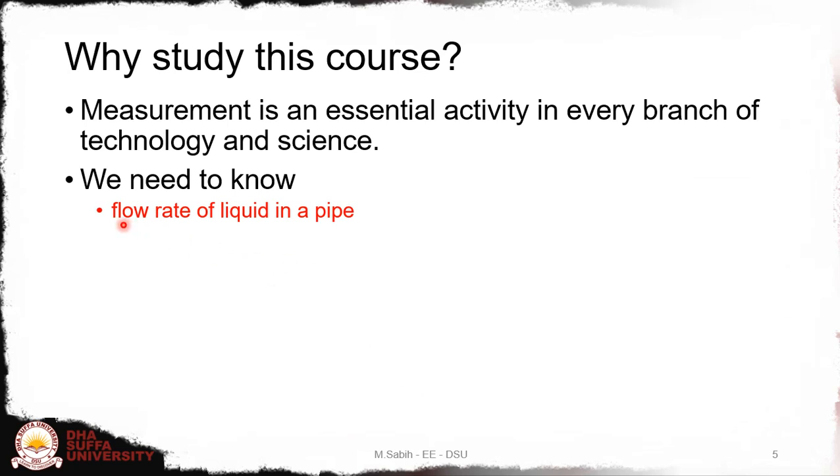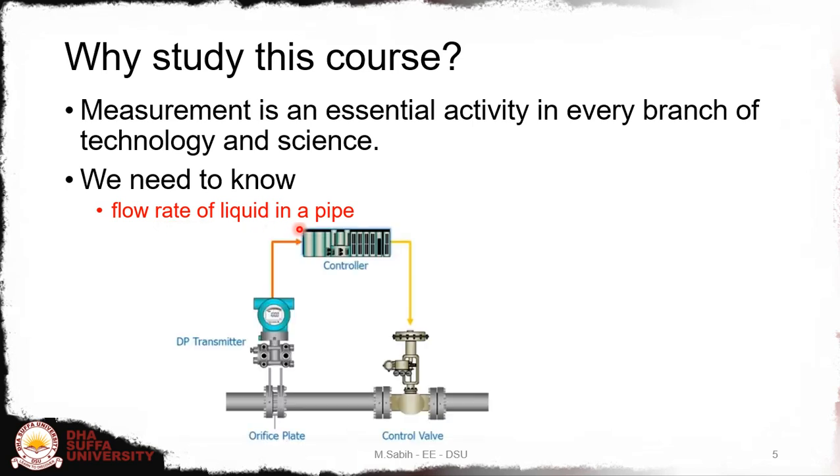Sometimes it is also necessary to know the flow rate of a liquid in a pipe. For example, here, the flow through the pipe is controlled by a control valve, but the control valve should be controlled by a controller, and the controller should know the flow rate. So an orifice plate and a dP transmitter are used to tell the controller what the flow rate currently is, and then according to the set point, the controller will manipulate this control valve. This is an example of a flow measurement device.